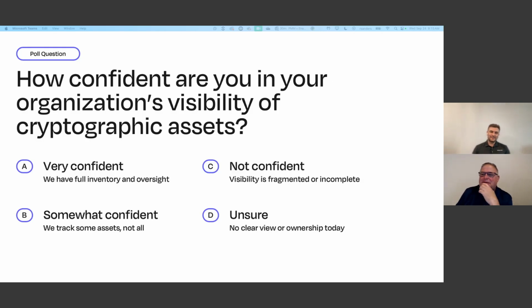Yeah, I think the results are coming in. We could probably close out the poll now. It's interesting. It aligns pretty closely with what you're saying. So absolutely nobody is very confident. Thank you for your honesty there. From what I can see, 50% say they're somewhat confident, 33% say they're not, and 16% say they're unsure. So pretty much where we think people would fall.